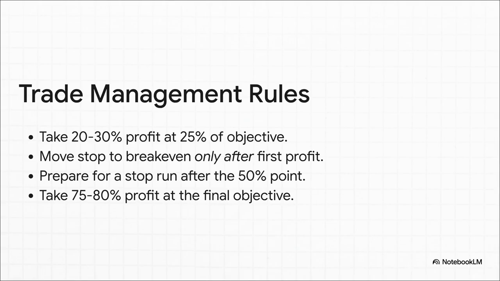First, you take a small piece of the profit off the table early, maybe 20 to 30%, once you're about a quarter of the way to your final target. Now, this is crucial. You only move your stop loss to break even after you've banked that first profit. Then, you have to be mentally prepared for a stop run after the halfway point, the equilibrium, is hit. We'll look at that in a sec. And finally, you take the bulk of your position off, like 75 or 80%, at that final objective.